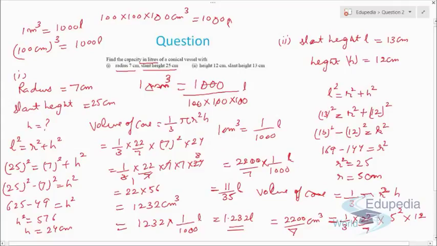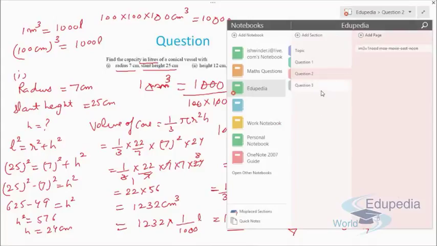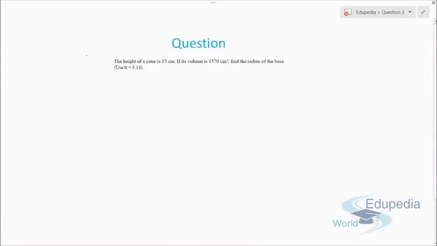So these questions are actually again very important from the exam point of view. So please note the questions, right? So let's discuss the next question, which is question number 3. Now the question says that the height of the cone is 15 centimeter, right? And the volume is 1570 centimeter cube. We need to find the radius of the base and we need to use pi as 3.14. So let's see how we can solve this.